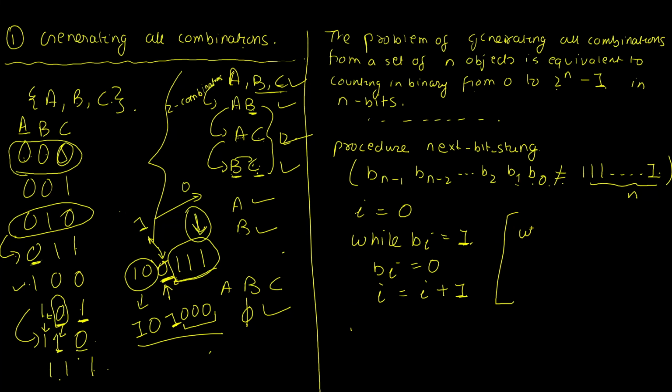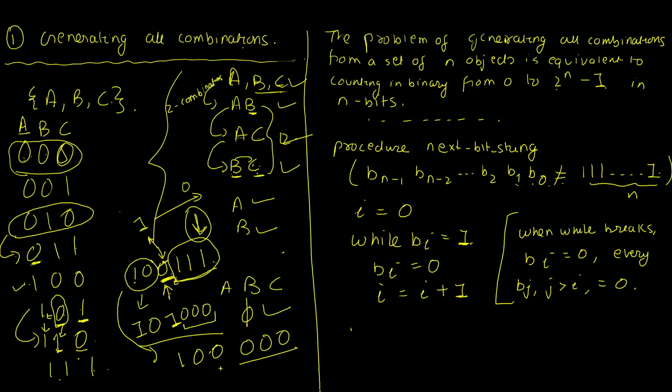So when the while loop breaks, the current b_i will be equal to 0, right? Because we have found a 0 that broke the loop. And everything to the right will also be equal to 0. So essentially, from this number 100111, we have reached here 100000.